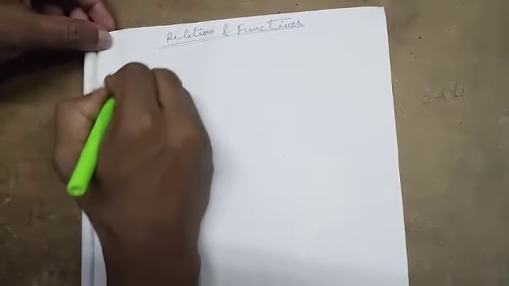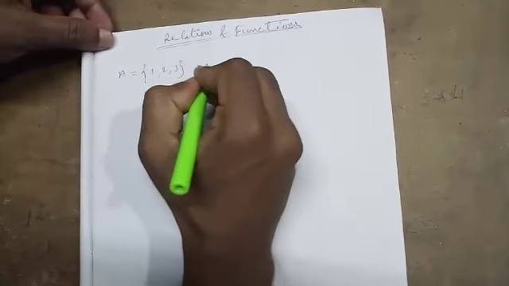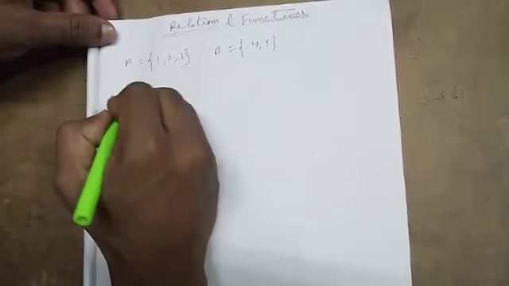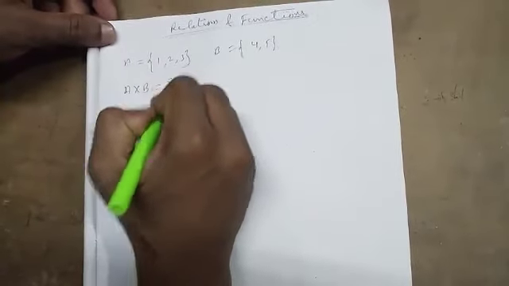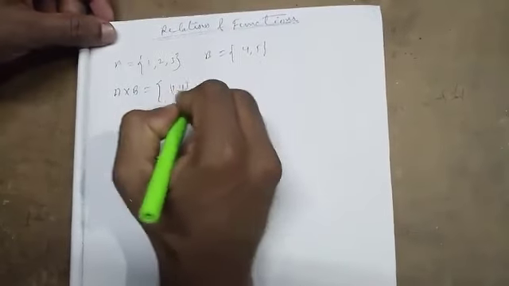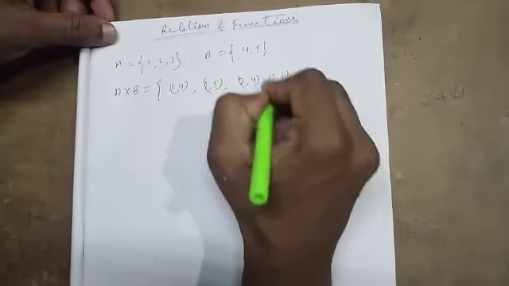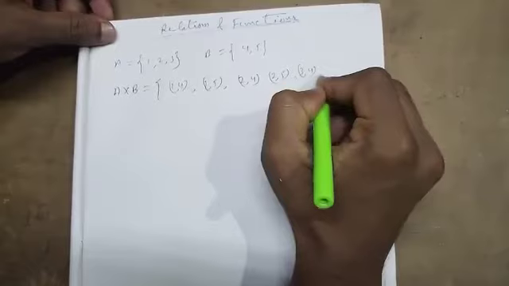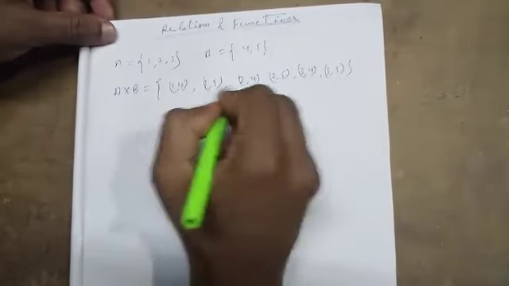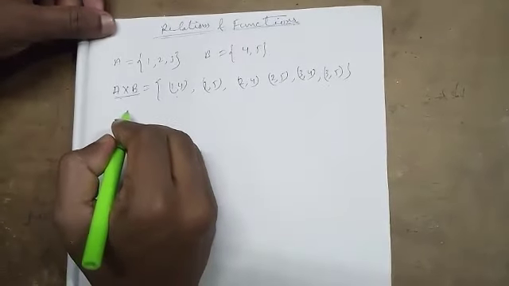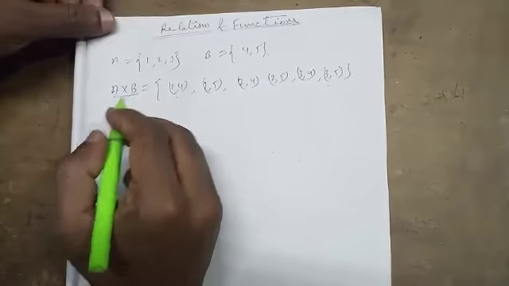Cartesian product. Suppose a set A has the elements 1, 2, 3 and a set B has the elements 4, 5. Then the Cartesian product of A and B is A cross B. A cross B is the set of elements (1,4), (1,5), (2,4), (2,5), (3,4), (3,5). This is the set A cross B, and these are the elements of A cross B. This is called the Cartesian product of A and B.